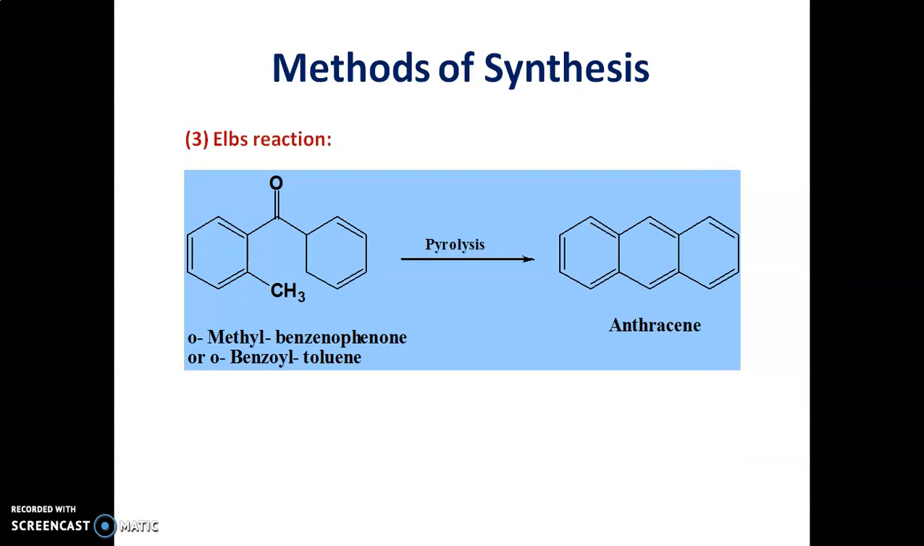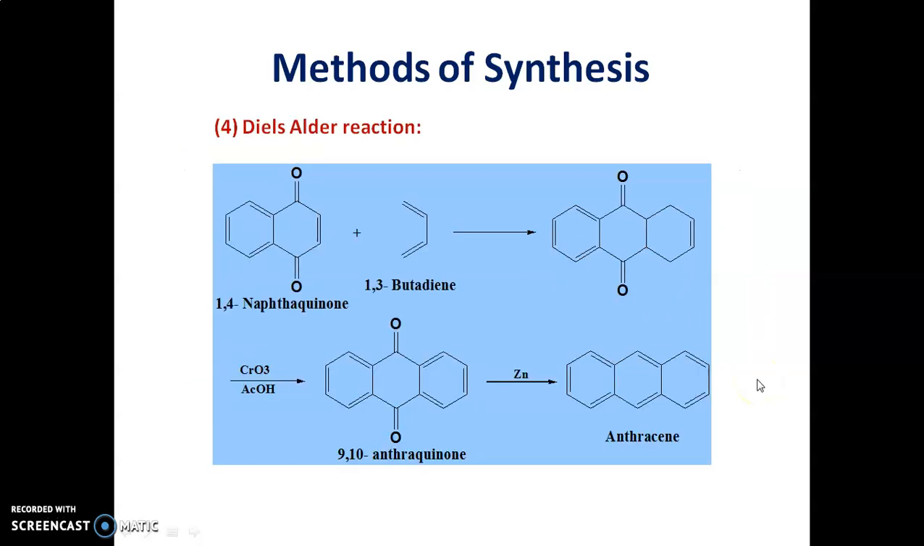The third method for synthesis of anthracene is by Elbs reaction. In this reaction, polynuclear hydrocarbon is formed by pyrolysis of diaryl ketone containing a methyl or methylene group ortho to the carbonyl function. This is known as Elbs reaction. In Elbs reaction, orthomethylbenzophenone is heated at 450 degrees Celsius to yield anthracene as the final product.